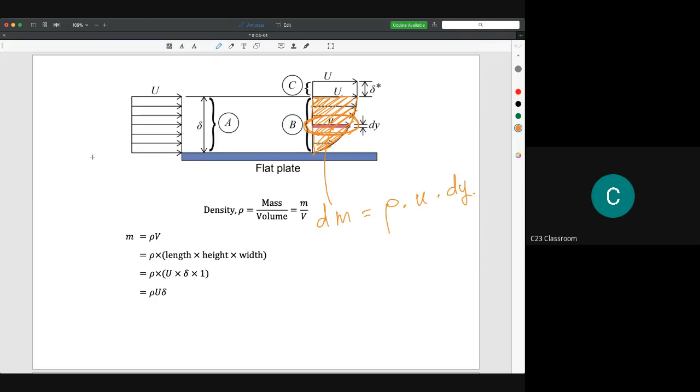So and then if we integrate both sides, we have the mass for area B, which is now the integral of rho u dy. Again, in integration we need to have limits. Because we integrate with dy, we take the limits on the y-axis. It is from 0 to delta, because at this point y is equal to 0, and at this point y is equal to delta. So that's why we take from 0 to delta.